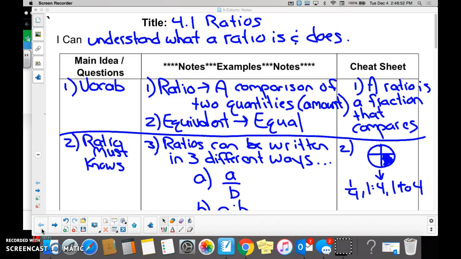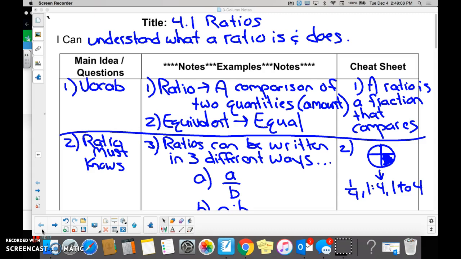4.1 ratios. I can understand what a ratio is and does. Do you guys understand what a ratio is? Yes. Do we know what it does now? Yes. What does it do? Can someone raise your hand and tell me what a ratio does? Riley, what does a ratio do?